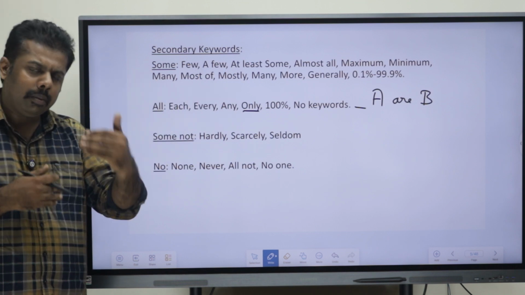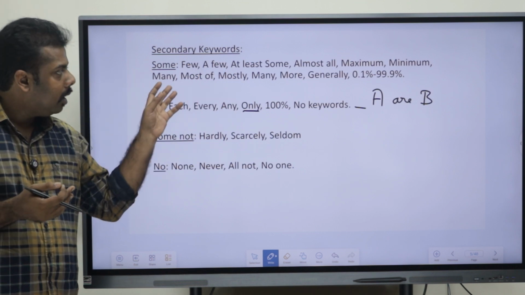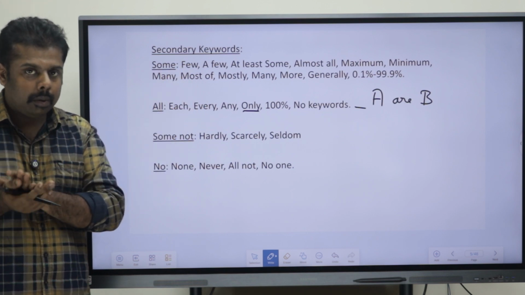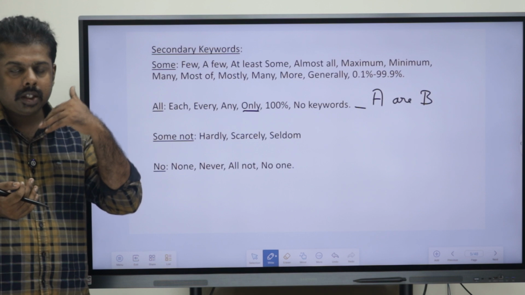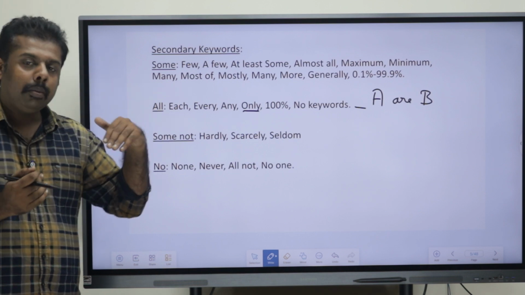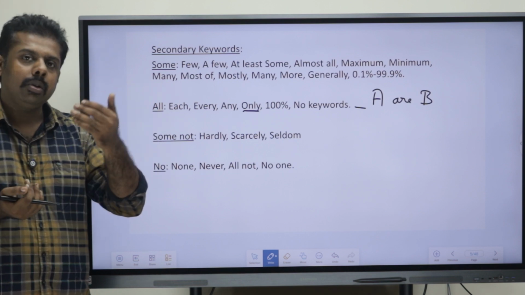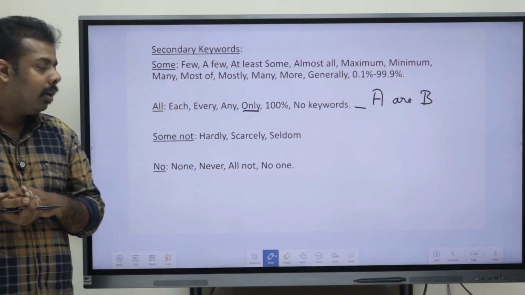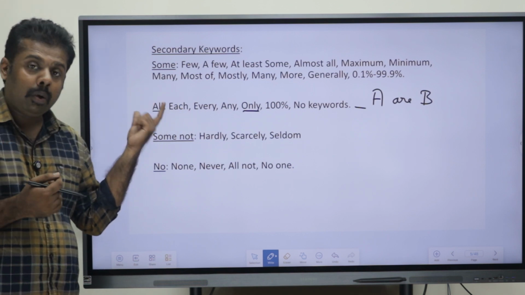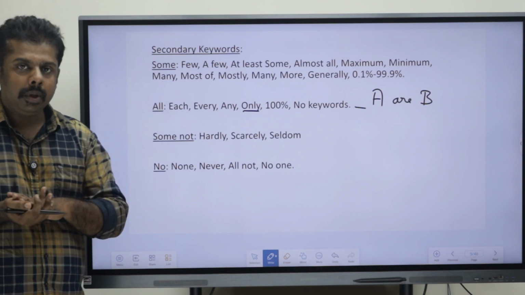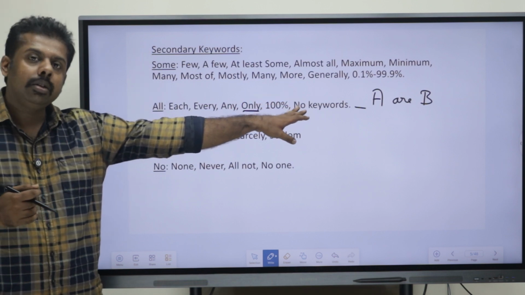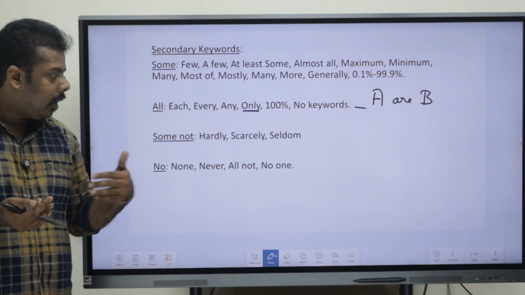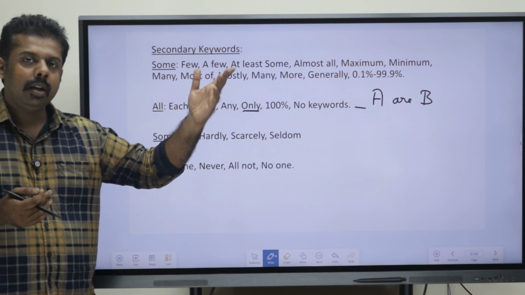In only some instances they will be using these secondary keywords, but we just need to remember which is connected. Say like we said in an example, few A or B basically means what? Some A or B. If each A or B is coming, what does it mean? Each is connected to all. So it basically means all A or B. If there isn't a keyword, then we have to understand that it means all A or B. So likewise, you have to just remember these secondary keywords.